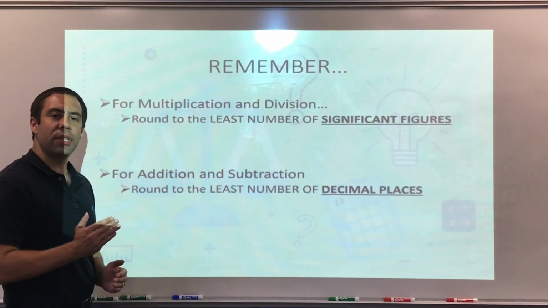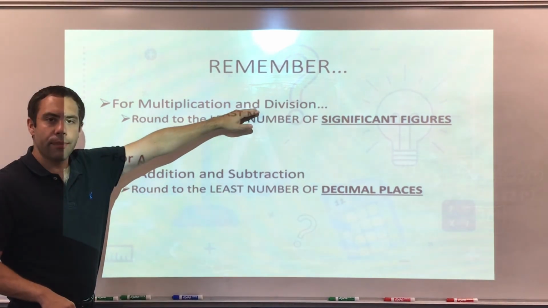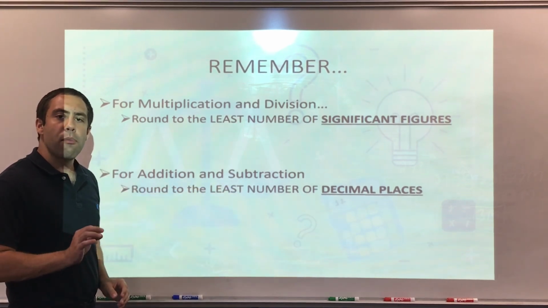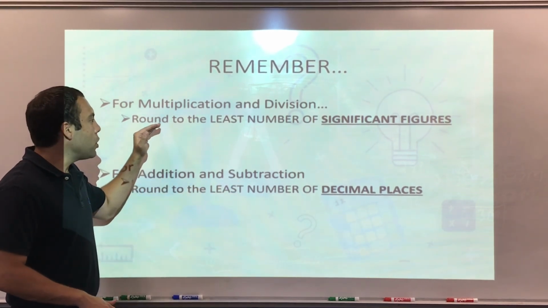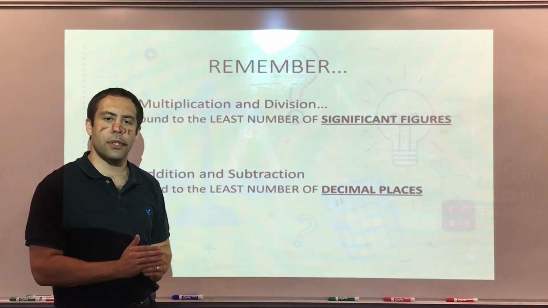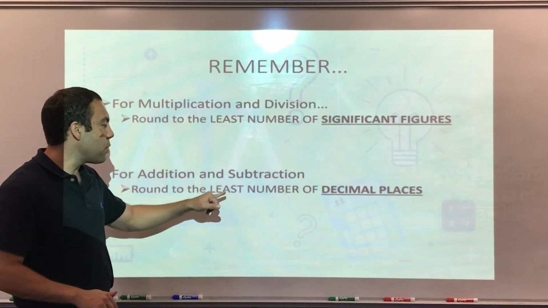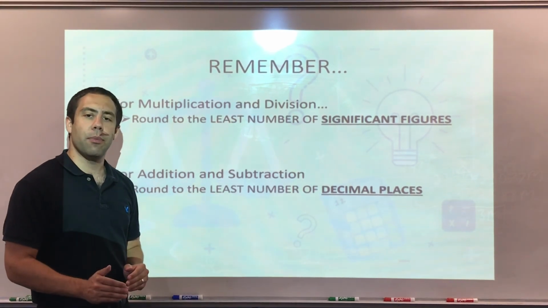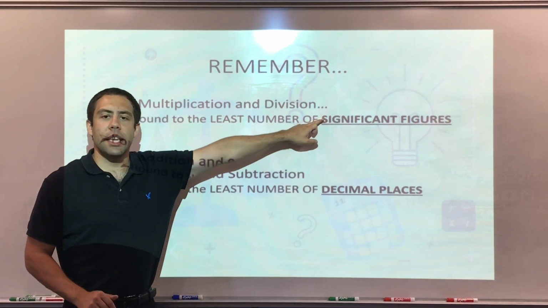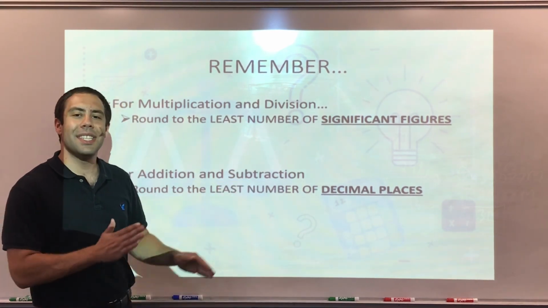Now remember, there are different rules with significant figures when you're multiplying or dividing than when you are adding or subtracting. For multiplication and division, you're going to round your final answer to the least number of significant figures. But when you're adding or subtracting, you're going to round to the least number of decimal places. So, multiplication, division, you're going to go least number of significant figures. For addition and subtraction, you're going to go least number of decimal places.